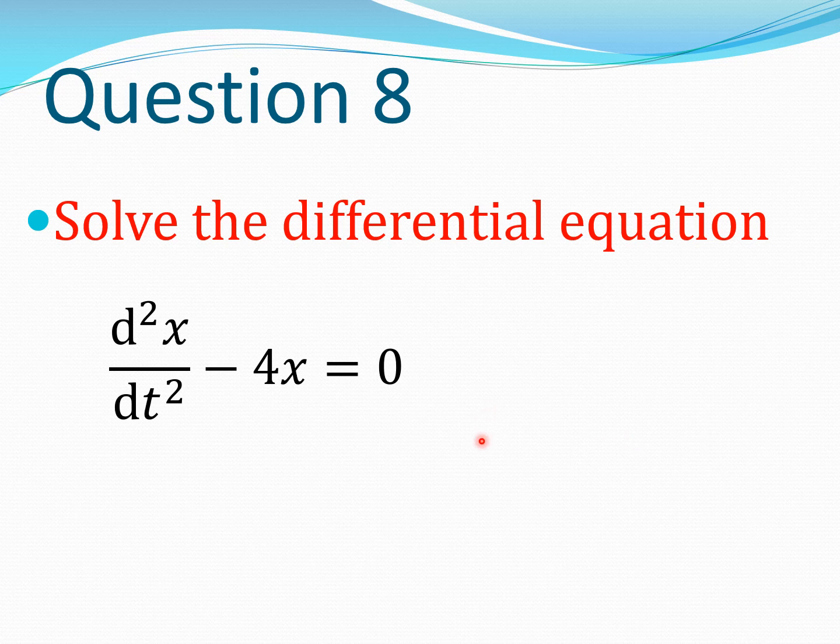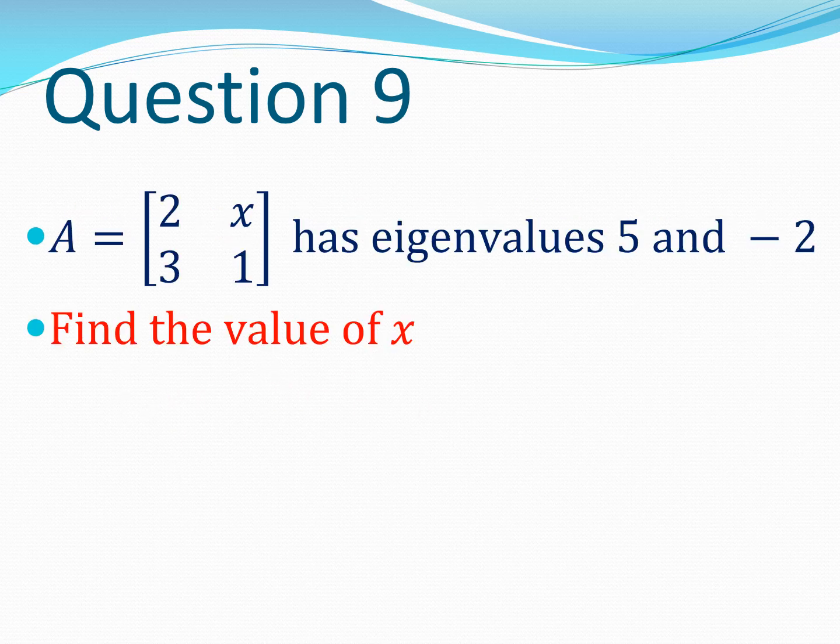Question number 8 asks that you solve this differential equation, that is the second derivative of x with respect to t minus 4x equal to 0. Question number 9 gives you a particular matrix 2x 3 1, and this matrix has eigenvalues 5 and minus 2, and you have to find the values of x. Now eigenvalues are something which occur all the time in engineering, physics, and sciences, so that's a concept which people often try to test during interviews.